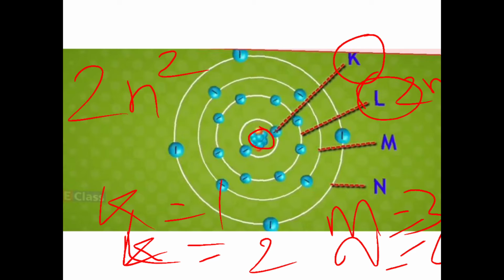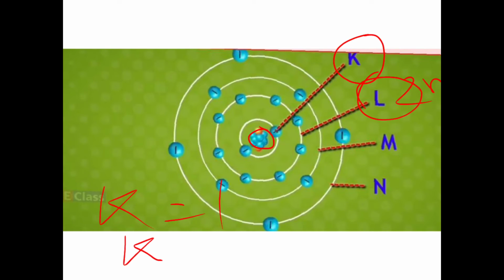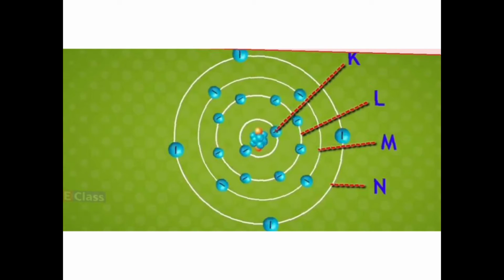So we have the K shell as the first shell. So for that we will have n equal to 1. Let us solve it. So we have 2 into 1 square. 1 square is 1. So 2 into 1 is 2. So how many electrons will be there? We will be having 2 electrons. Can you see here the number of electrons in the K shell? You can see here there are 2 electrons. This is the first electron, this is the second electron.